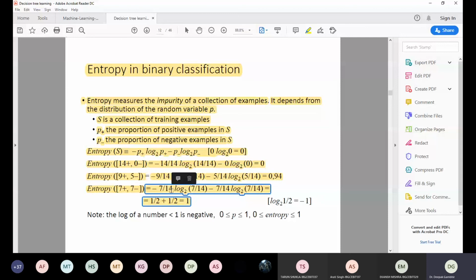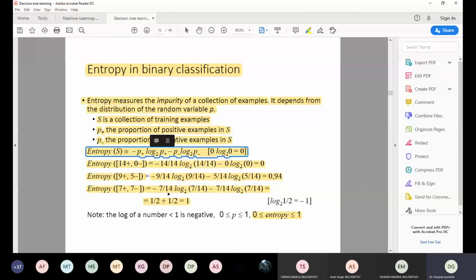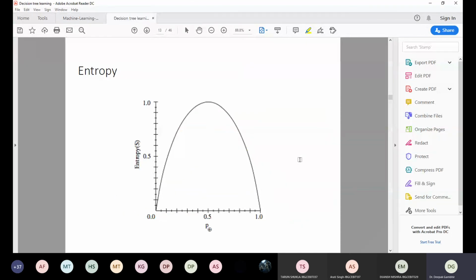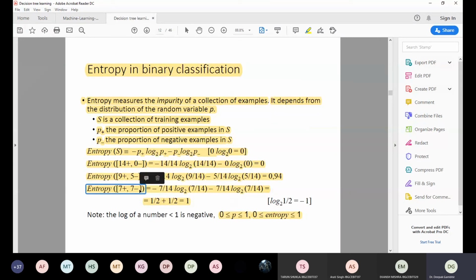I suggest that you do some examples in which you are able to compute the entropy. But one thing you need to remember, it lies between 0 and 1 only, similar to probability. So in the next class, we will learn more about the entropy. This is the entropy curve. In the case of entropy, the maximum value is 1 and the minimum value is 0. The maximum value occurs at equal probability, in the previous case 7 positive, 7 negative.